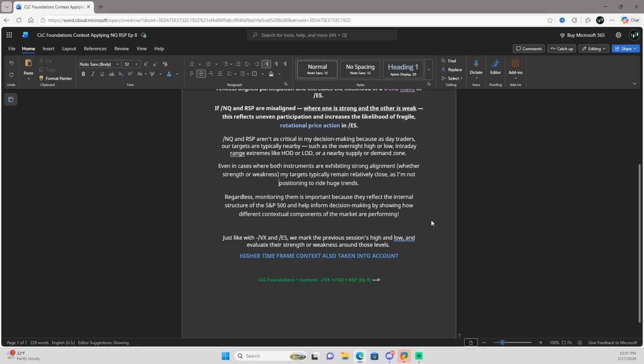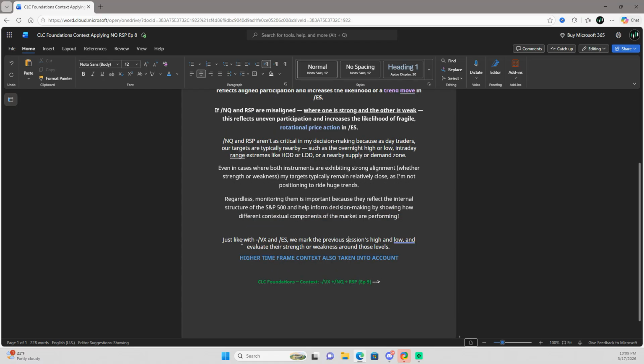There will be times, and again, you guys will just understand this as you interact with these tools more, where NQ or RSP will be exhibiting some sort of anomalistic strength or anomalistic weakness. And understanding and interpreting that information is just going to be playing a role in your analysis, such as the example that I just said. And so just like VIX and ES, we are marking the previous session high and low, and we are evaluating whether these tools are strong or weak based off of how they're trading around those levels.